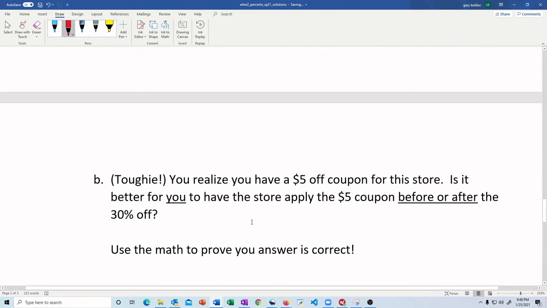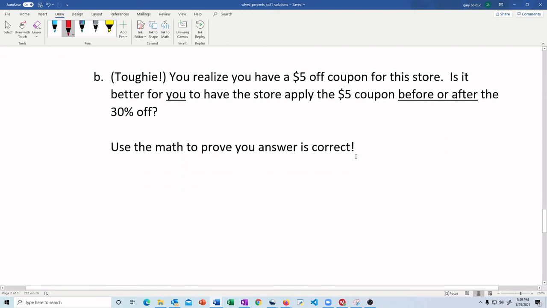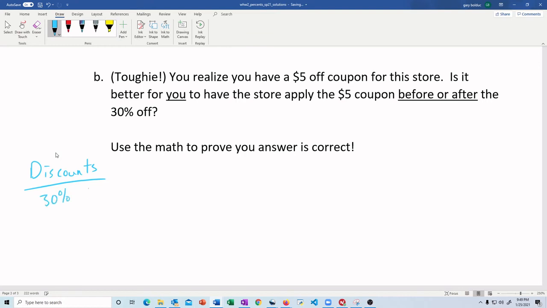Okay. B. Toughie. You realize you have a $5 off coupon for the store. Is it better for you, not the store, you, to have the $5 coupon off before or after the 30%? So let's recap what we're going to do here, right? So what are our discounts? Let's put that in the corner. Discounts. We have 30% decrease. So we're going to go down 30%, and then we're also going to do just a flat minus 5. So these are our two discounts.